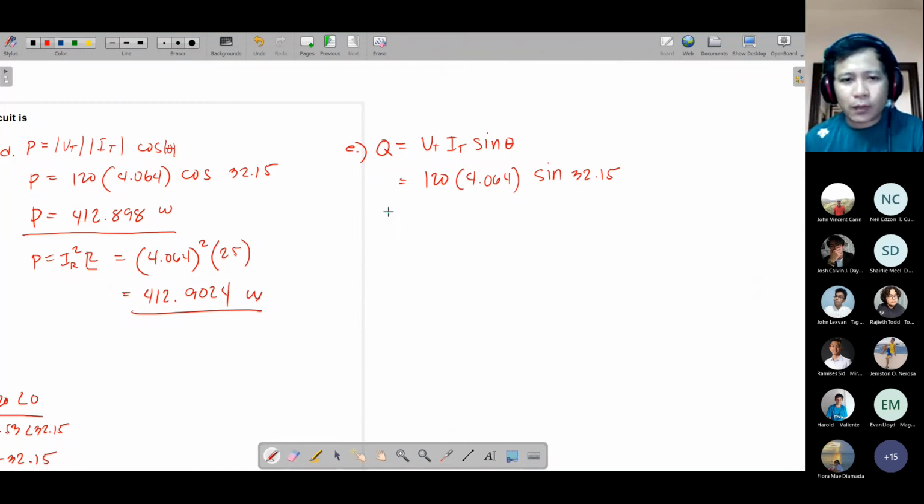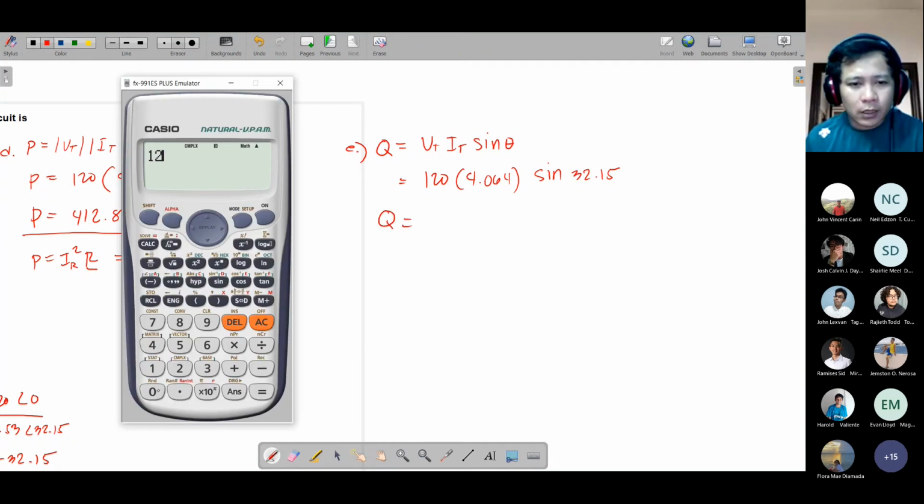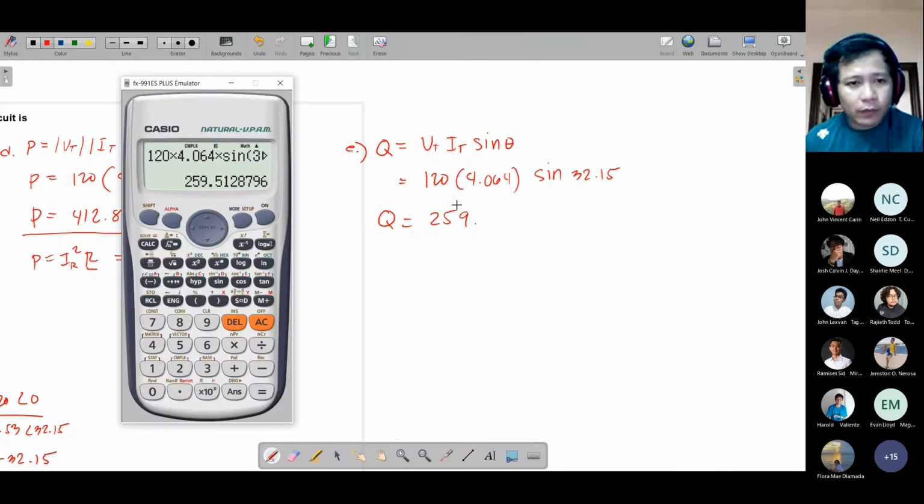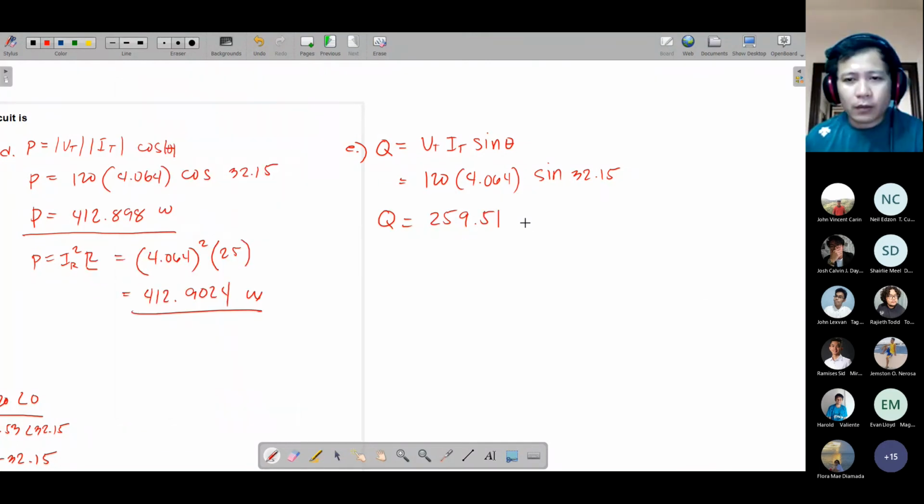So Q will be 120 times 4.064 times sine of 32.15. That would be 259.51. Okay, the unit is VARs.